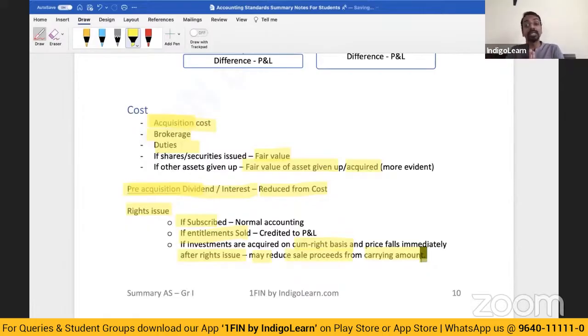This is only when there is a right issue which is pending. You cannot do this if you have already purchased it 2 years back, and today the company has come up with rights issue and there is a fall in the value of rights. You cannot reduce the sale proceeds from the cost of that rights or cost of the share. You have to credit that to P&L. This is done only when they are acquired on a cum right basis, means rights issue have been announced by the company, right? This is about investment accounting in a nutshell.